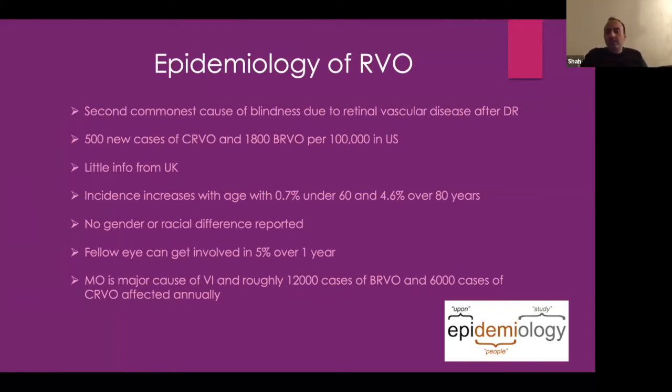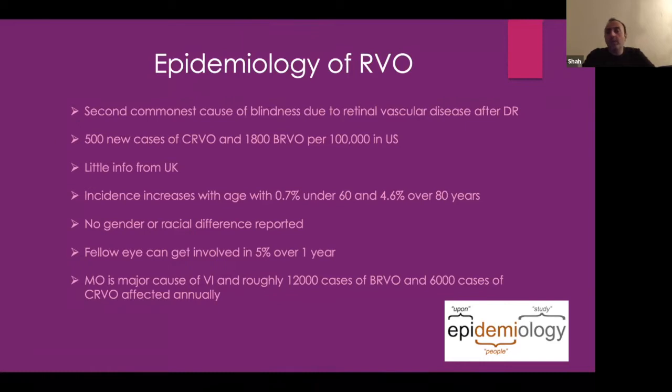So epidemiology: it's the second commonest cause of blindness due to retinal vascular disease, diabetic retinopathy being the commonest cause, and of course wet AMD is the commonest cause of blindness in the UK. There are 500 new cases of CRVO and 1,800 BRVO per 100,000 in the US. There's actually not that much in the way of great prevalence data in the UK. I'm not sure why. Maybe that's a project for somebody who is brave enough to take it on. But essentially, those are the figures.